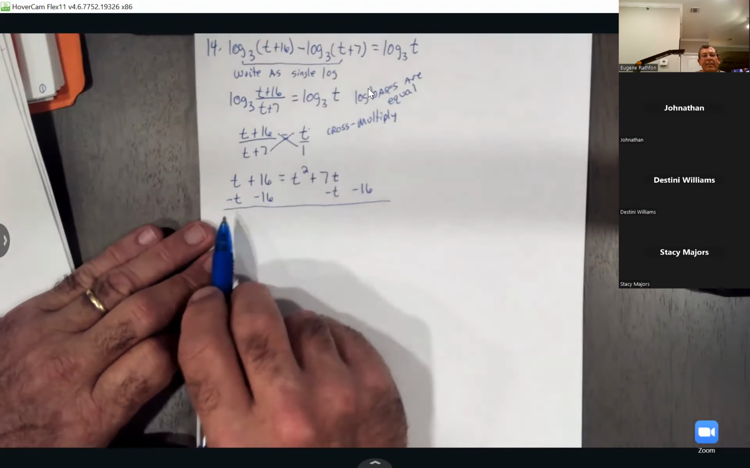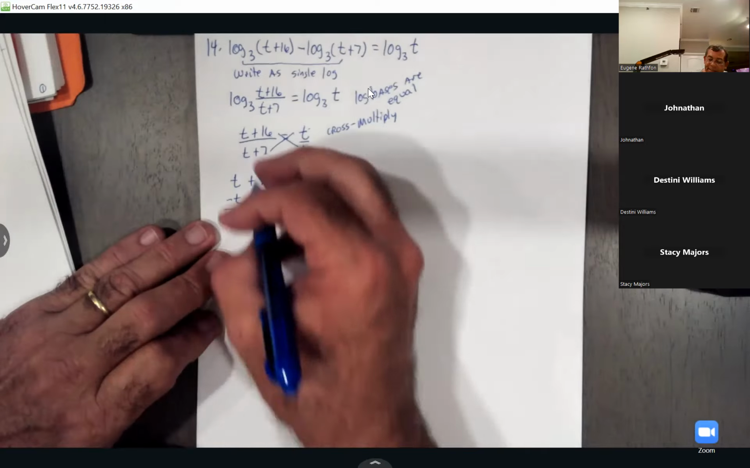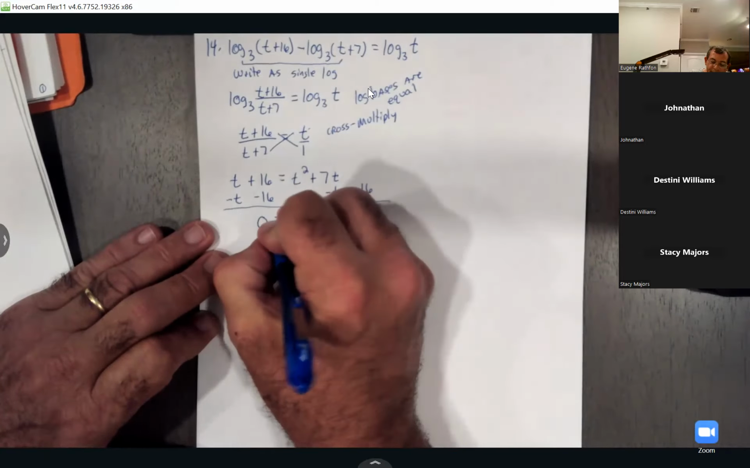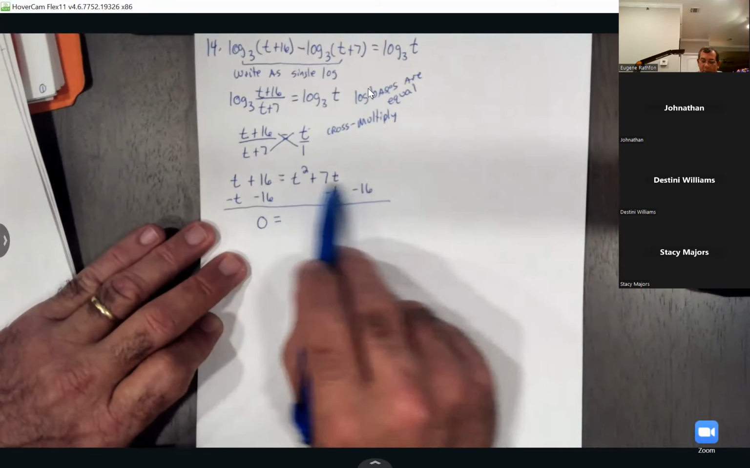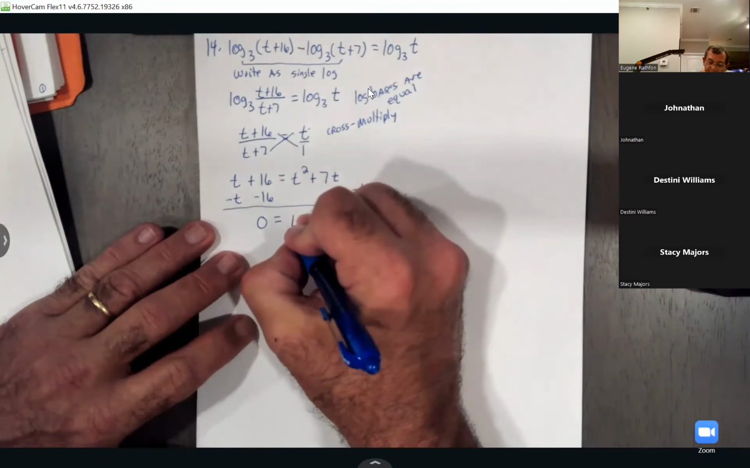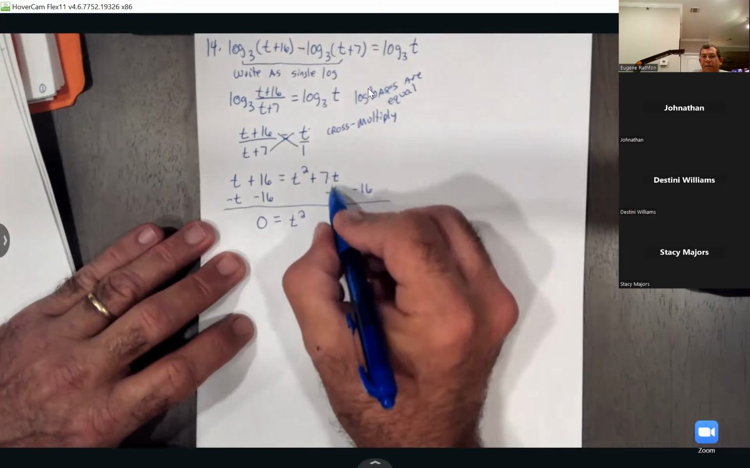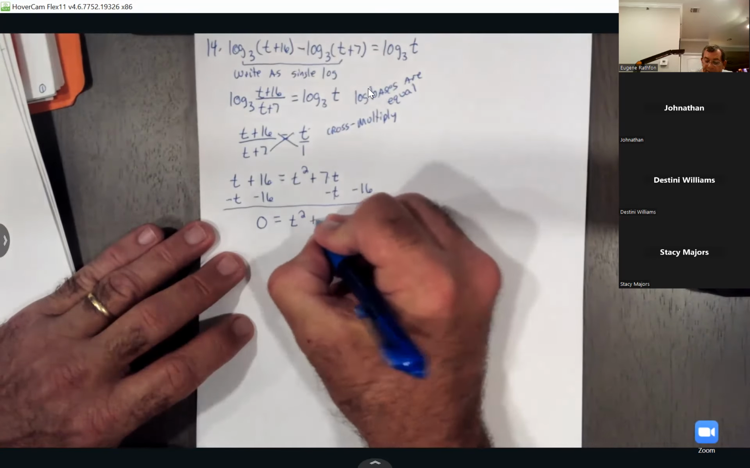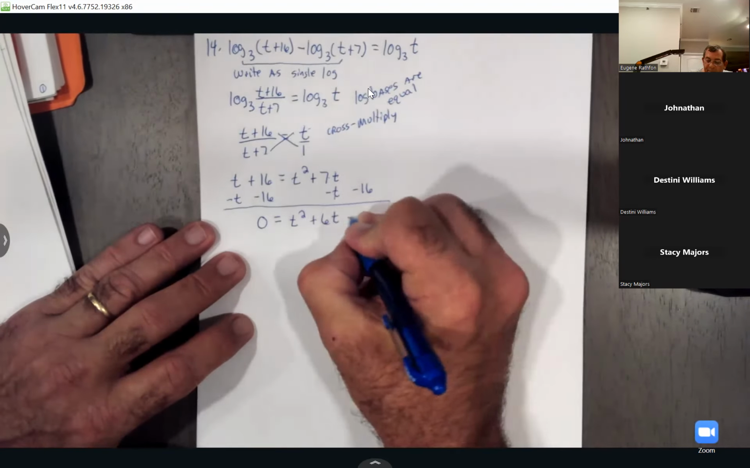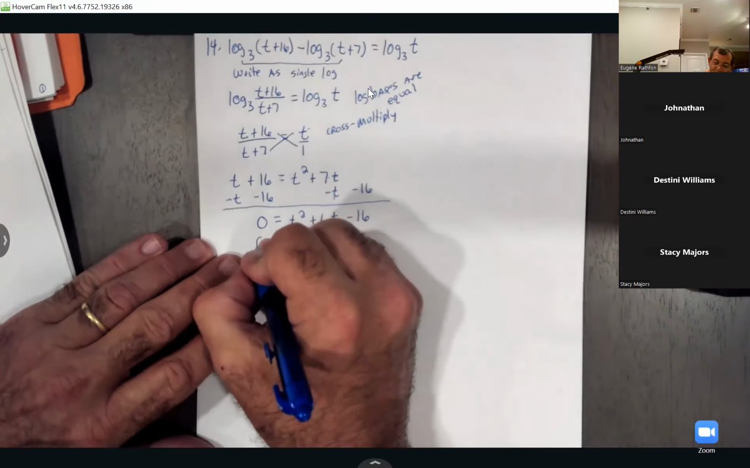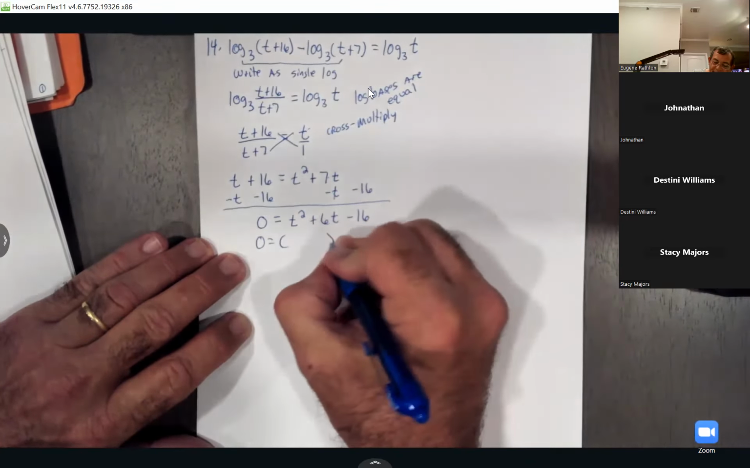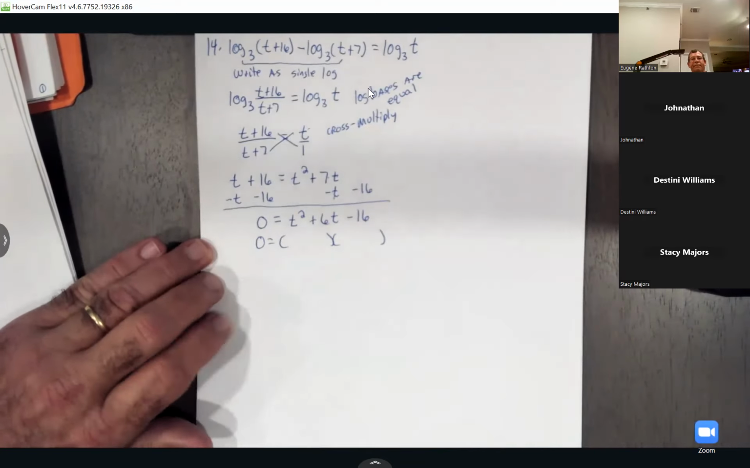So the t plus 16, the negative t, negative 16, all this, that's going to give us a big 0. So let's see what we got over here. t squared, 7 minus 1 gives me 6t, minus the 16. So y'all know what time it is. It is time to factor.